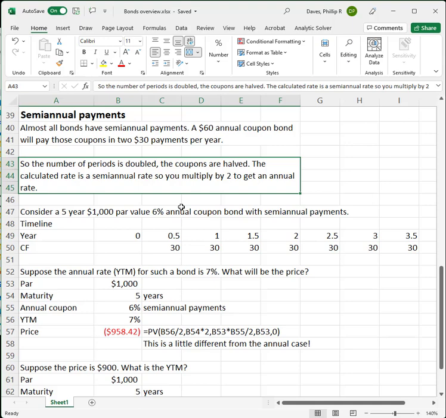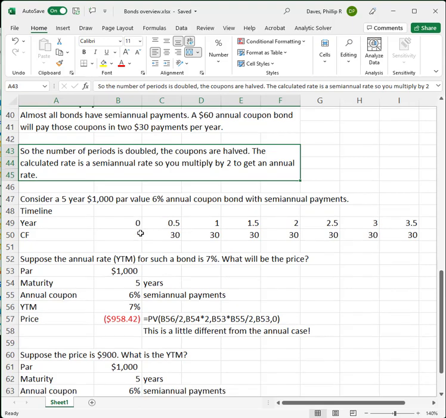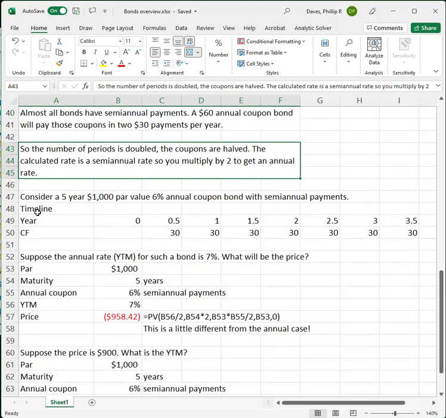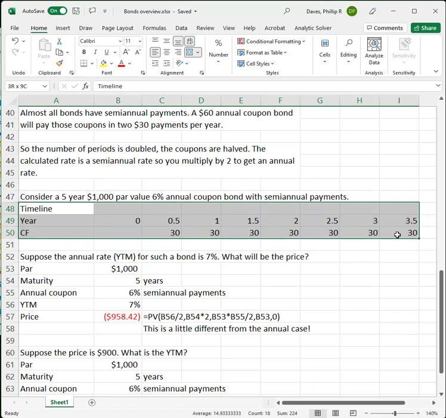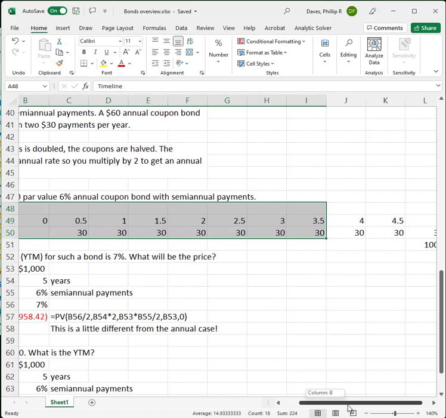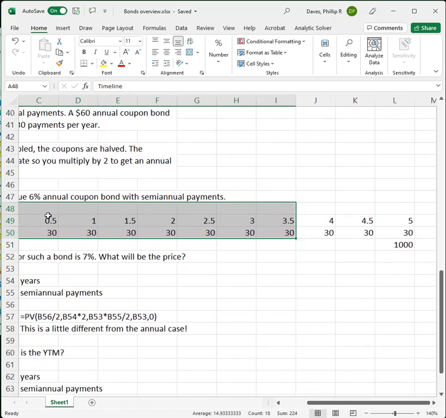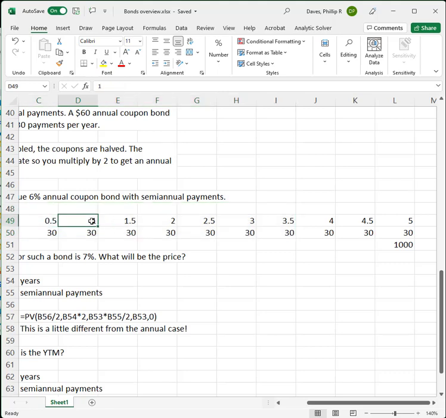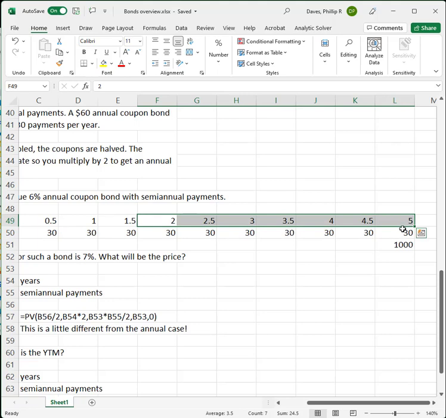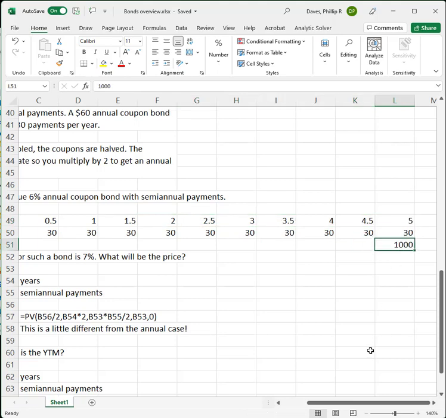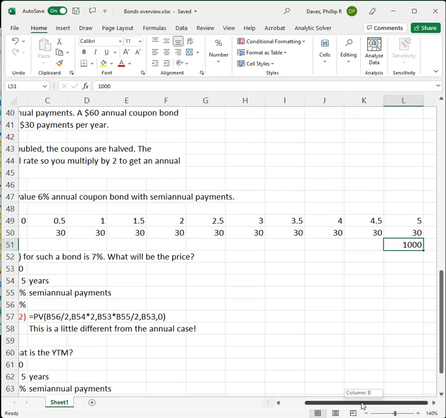Let me explain exactly how that works, first with a timeline and then with the calculation. So consider this timeline. So we've got the same bond, a 5-year bond that has $60 annual coupons. It's a 6% annual coupon bond, but with semi-annual payments. And if we look over here to the right, we've got one payment at a half a year, a payment at a year, a payment at a year and a half, all the way out to a final payment at the end of year 5, and then a final payment of the par value or face value of $1,000. So this is what our timeline looks like. Now, what can we do with this information?